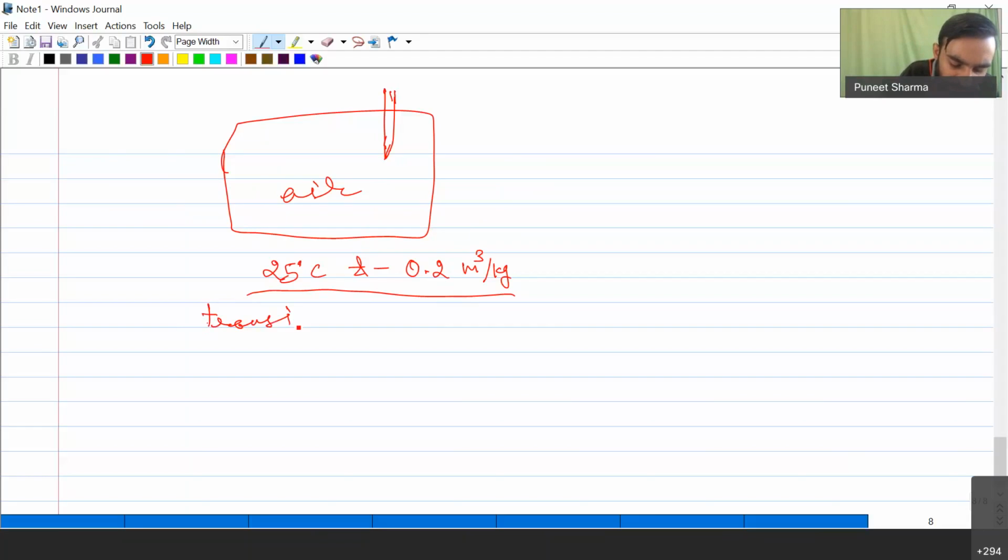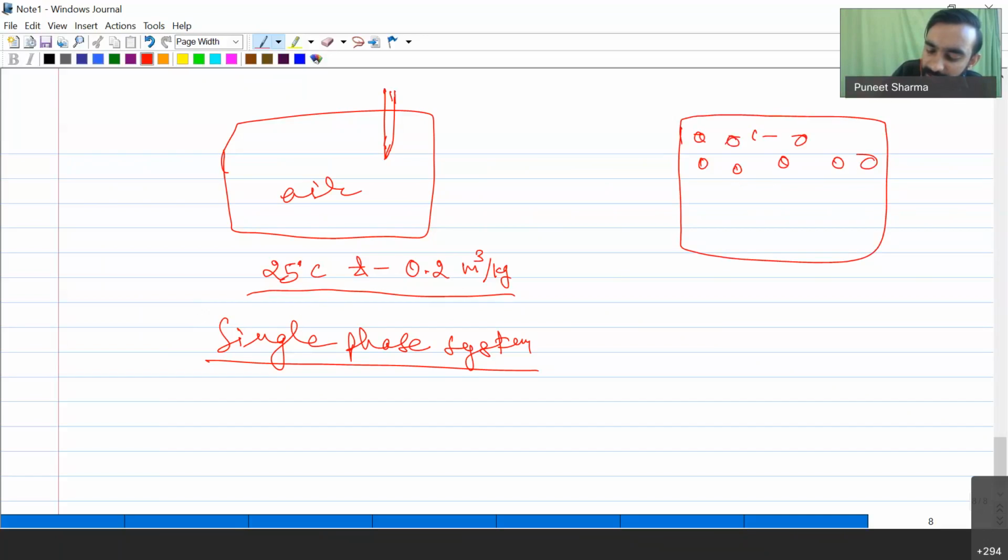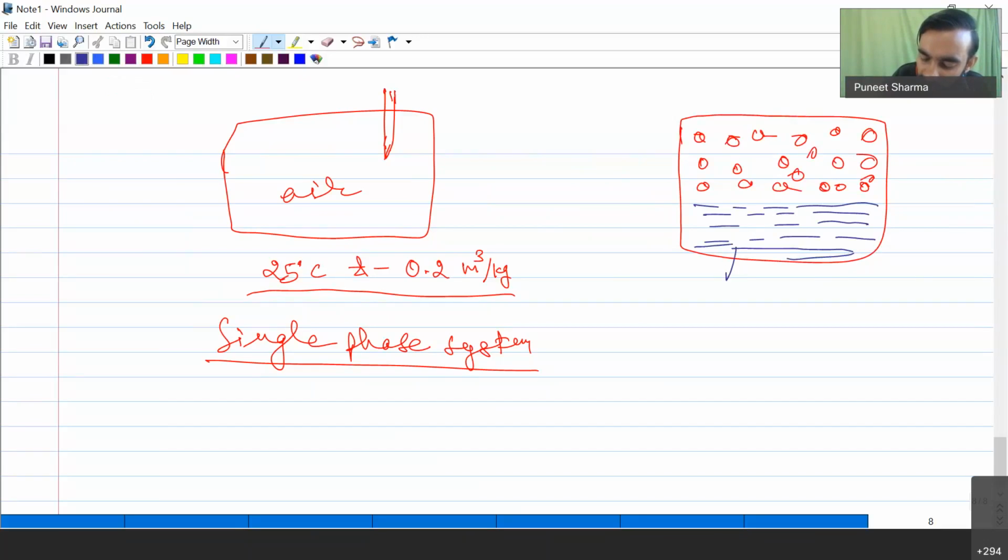So when we are talking particularly about single phase systems, the state postulate is applicable. Now, let us talk about another situation where we have a container and inside this container we have some vapor at the top, and at the bottom of this container we have the liquid phase. So at the bottom we have liquid water, and at the top we have water only, but it is in vapor phase.